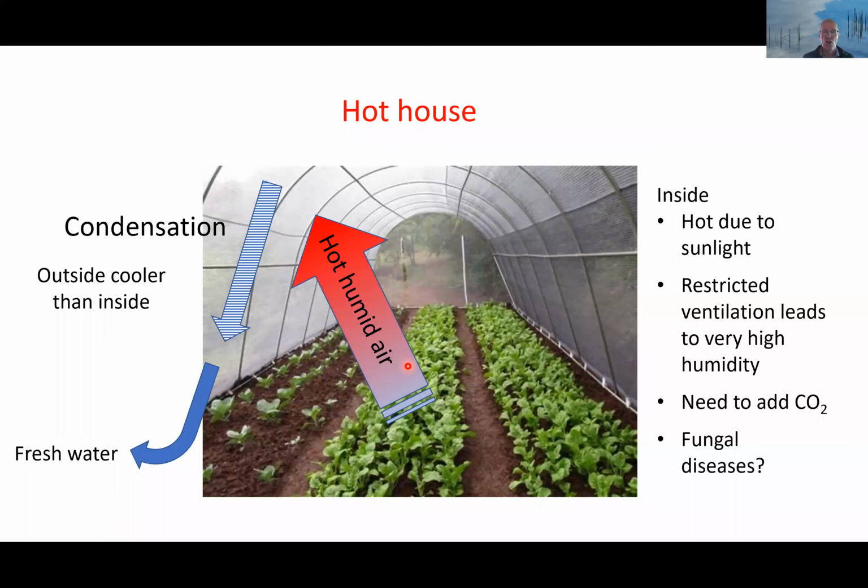The inside of this hothouse is hot because energy is coming in from sunlight. We restrict the ventilation, which causes very high humidity. And because of the restricted ventilation, we'll probably need to add carbon dioxide to drive photosynthesis and growth. And one of the downsides of this, of course, is that the high humidity means that fungal diseases can be a problem.